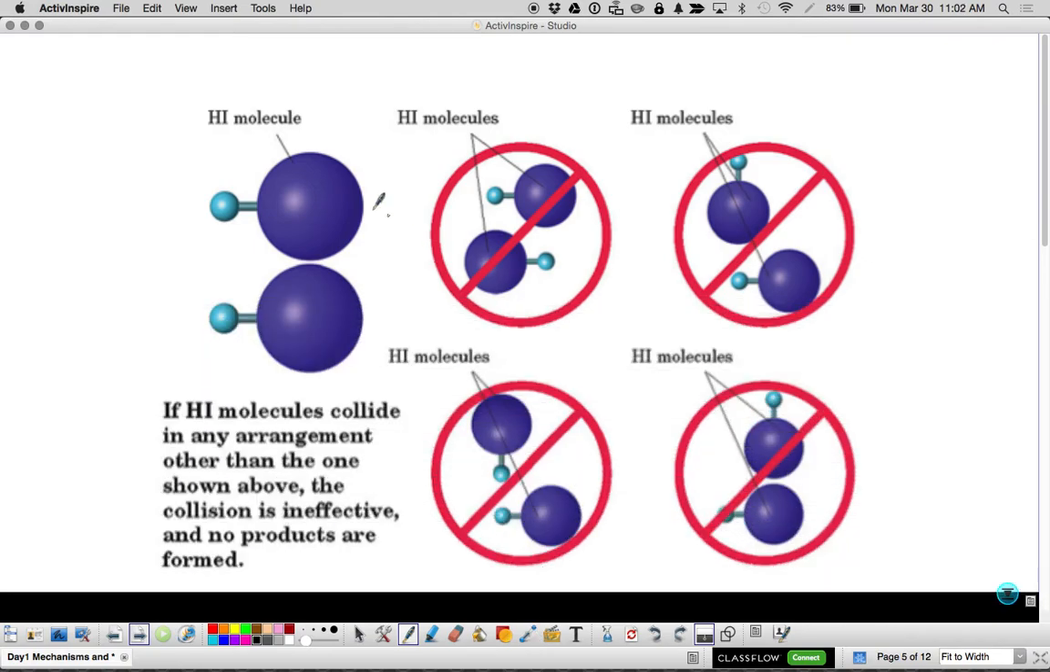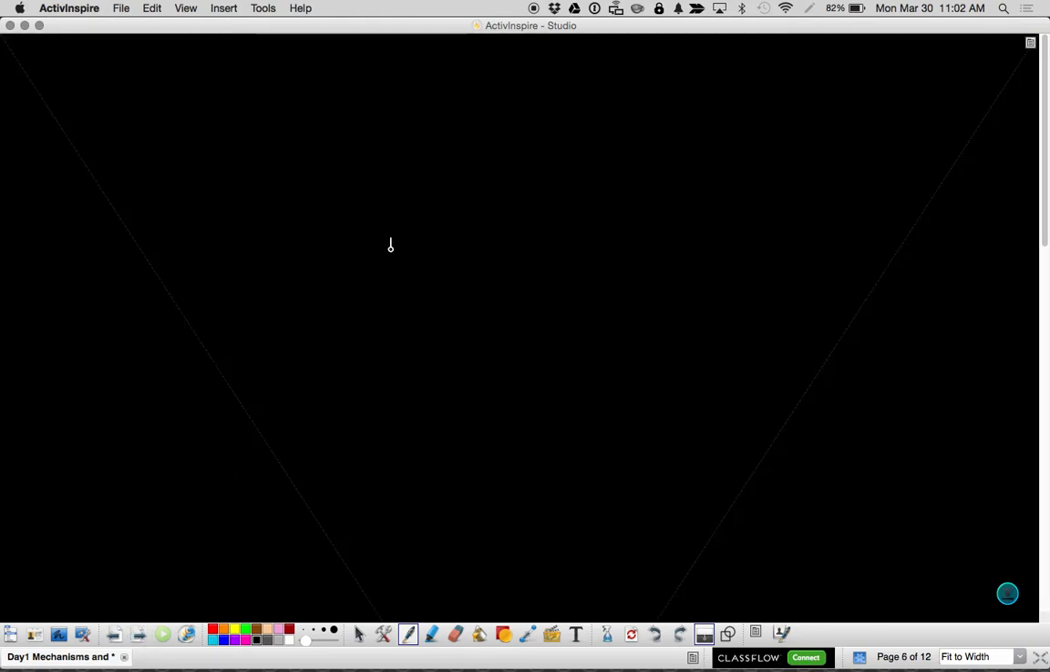Okay, so here's that HI example again. Here's my HI molecule, and in order for these things to collide and react, the H's need to be next to each other and the I's need to be next to each other. You can't do opposites, you can't have weird orientations. It's a single effective orientation. So the other piece of this besides orientation is energy. You have to have enough energy for collisions to happen.